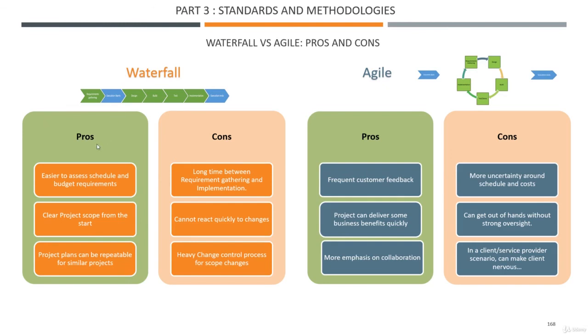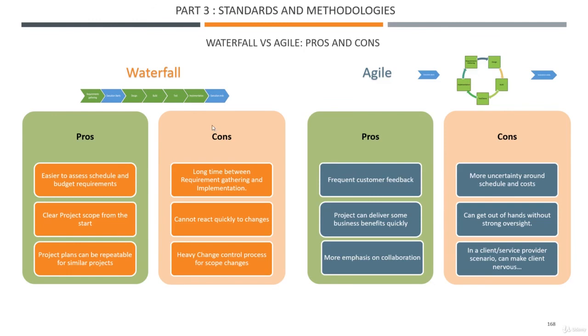So the pro of Waterfall is it's easier to assess schedule and budget requirements. So for a project manager, in theory, it's good, it's easier. They give you a clear project scope from the start, so you know all the requirements before you go into execution. So before you go there, you have all your requirements. Another advantage is the project plan can be repeatable for similar projects. So you've done it once, another project is very similar, you can just reuse it.